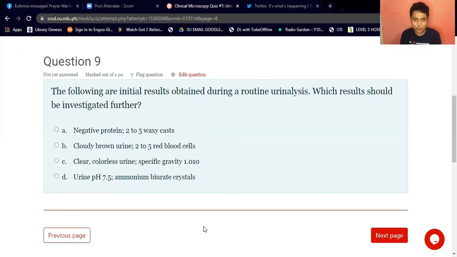Remember that you already have waxy casts, okay? And waxy casts already indicate extreme urine stasis, or renal failure. So if the protein is negative, it should already be positive. That's why you need to investigate further. It could be a false negative for protein, or the sample was not detected. That's what this question means. So therefore, your answer there is letter A.